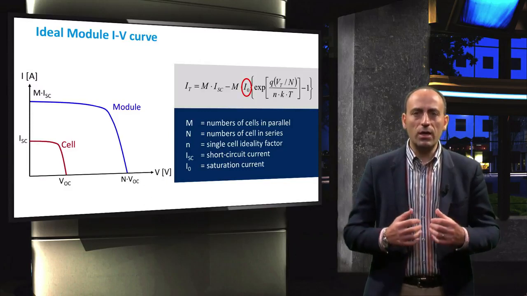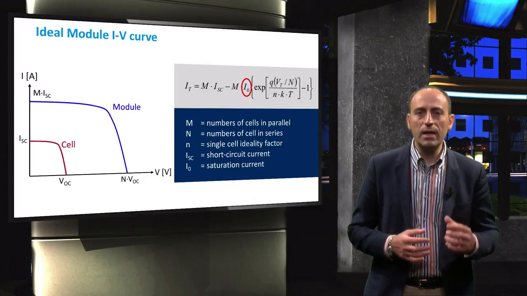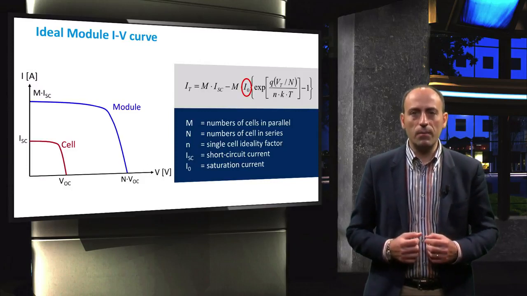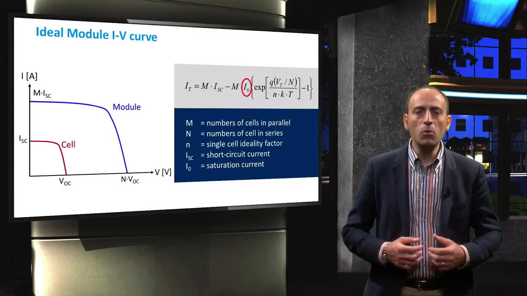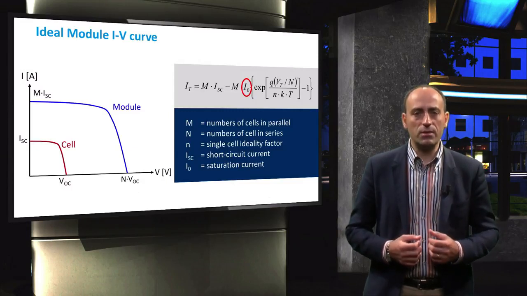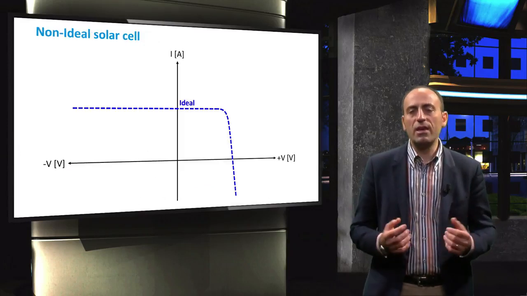Ideally, the total current of a PV module would be the product of the current of an individual cell and the number of cells in parallel. And the total voltage would be the voltage of an individual cell multiplied by the number of cells in series. However, as you can imagine, this is not the case in reality.